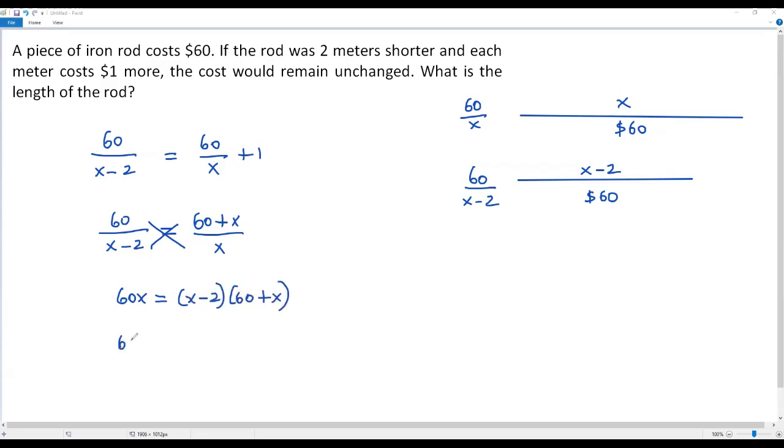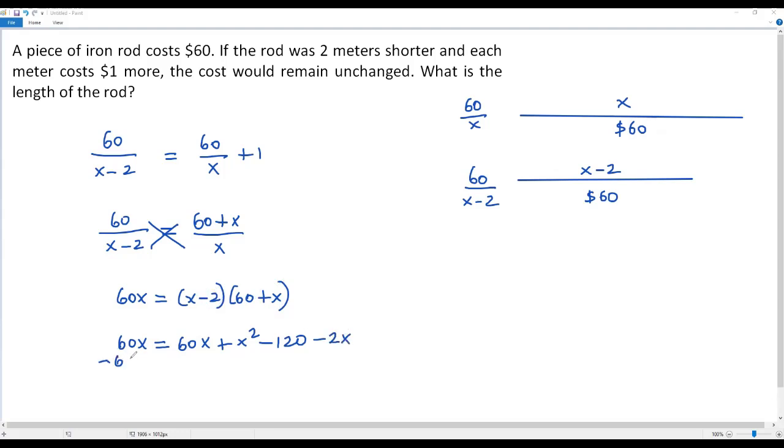Okay, now we can keep this 60x as it is. Now we can multiply these two binomials using the FOIL method. That is, let's multiply the first terms. x times 60 is 60x. When I multiply the outer terms, x and positive x, I'm getting positive x squared. Now let me multiply the inner terms. Negative 2 times 60 is negative 120. Let me multiply the last terms. Negative 2 times positive x, I'm getting negative 2x.